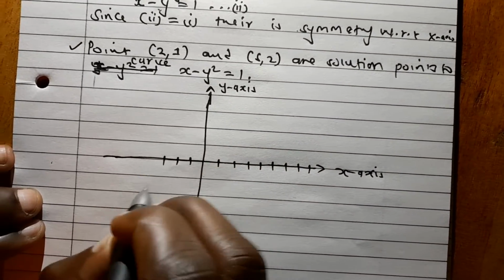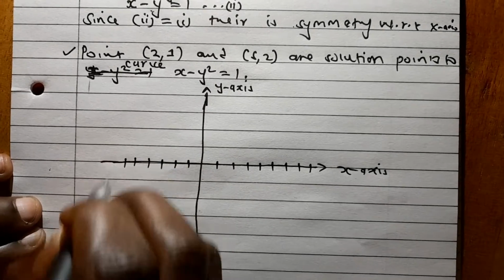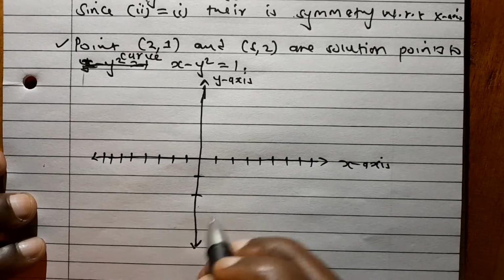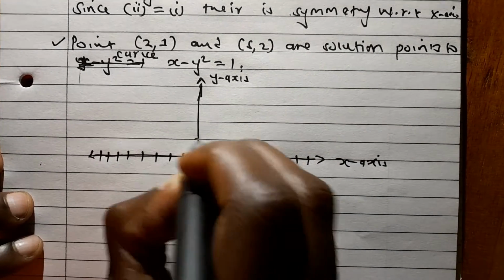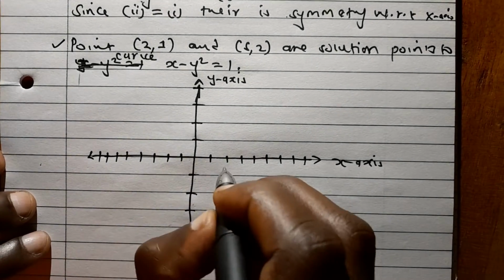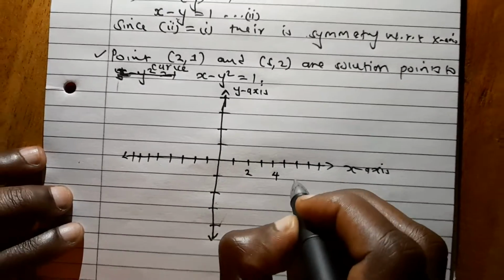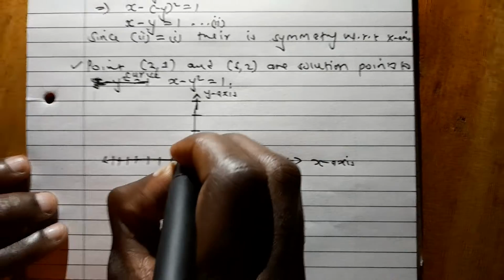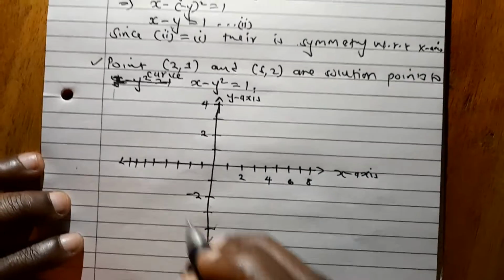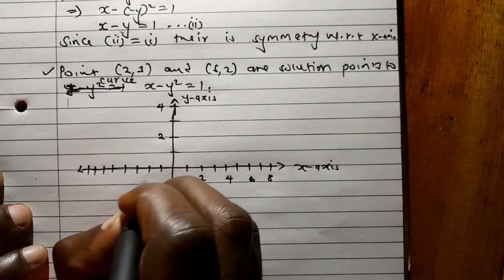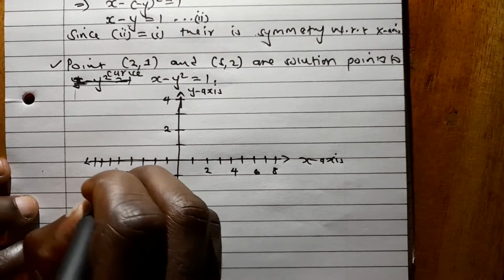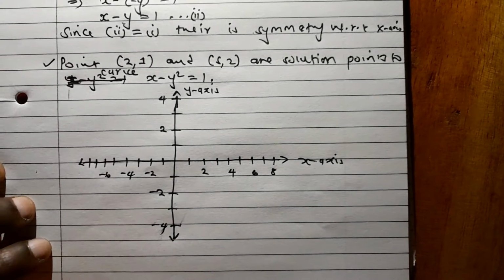1, 2, 3, 4, 5, 6, 7, 8. Just a matter of sketching. 1, 2, 3, 4. 1, 2, 3, 4. Like that. So this is 2, 4, 6, 8. This is 2 and this is 4. This is negative 2 and this is negative 4. Negative 2, negative 4 and negative 6, like that.